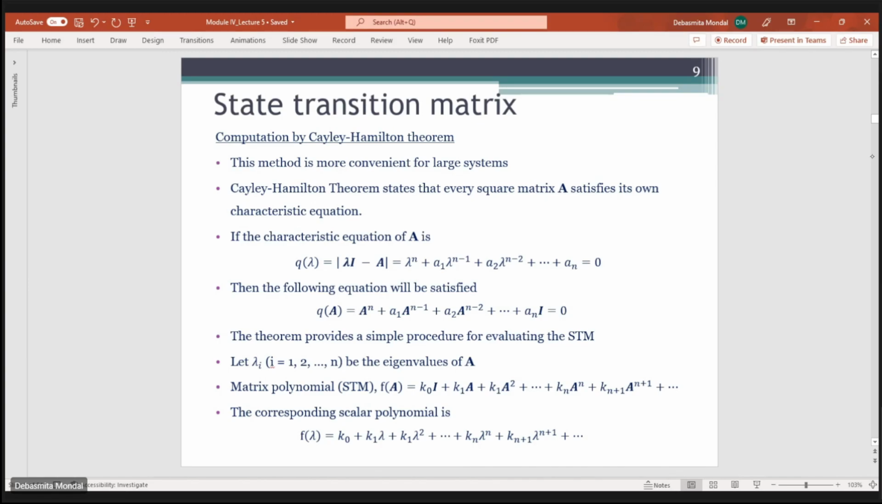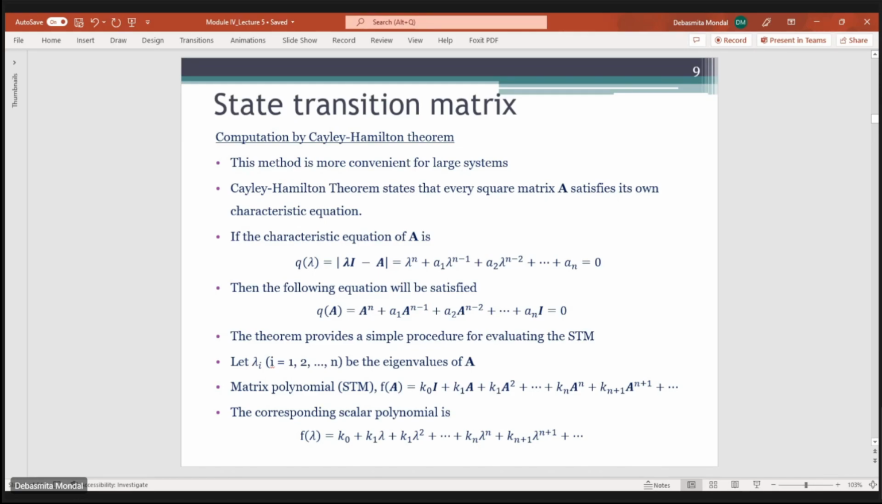Okay, so you can simply write that the matrix polynomial, or the state transition matrix f of A, would be equal to k0 into I plus k1 into A plus k2 into A square, and so on and so forth. This is in matrix form because all these terms, A square and so on, are in matrix form.